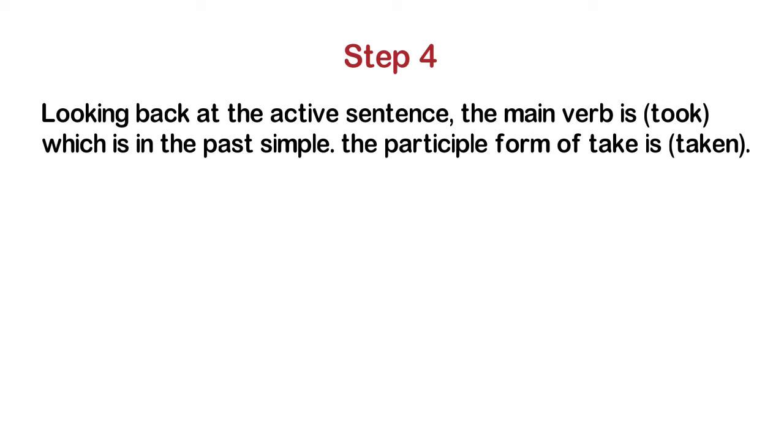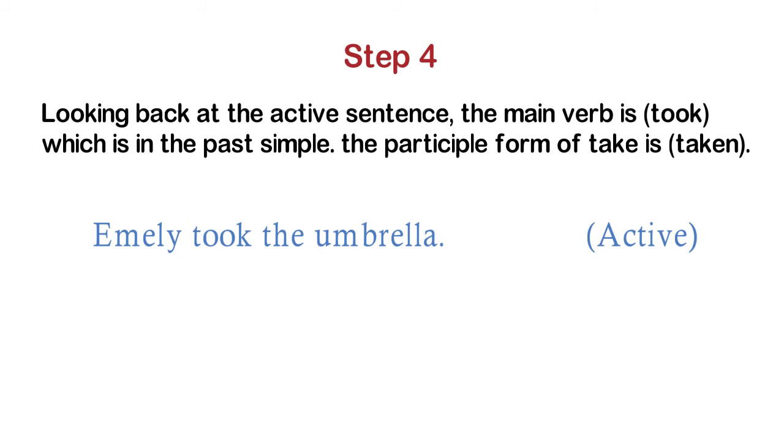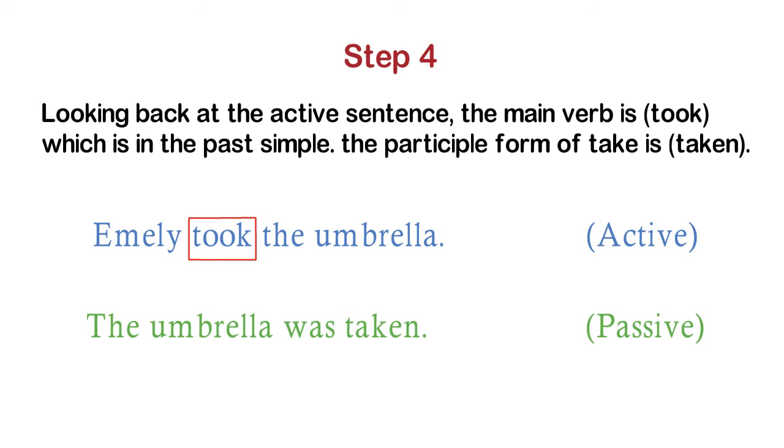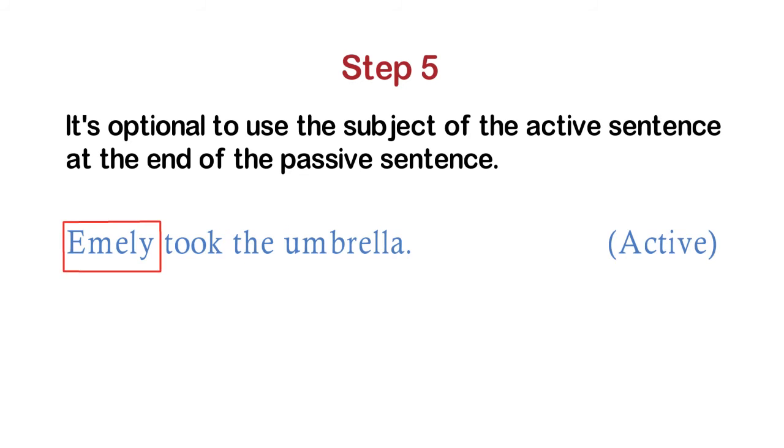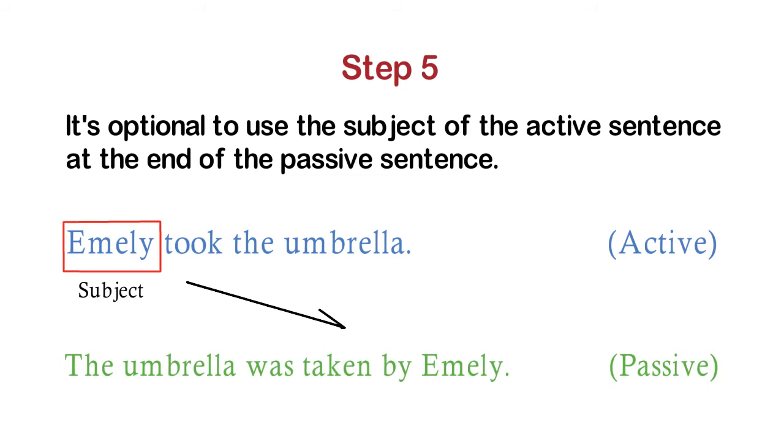Step 4. Looking back at the active sentence, the main verb is took, which is in the past simple. The participle form of take is taken. The umbrella was taken. Step 5. It's optional to use the subject of the active sentence at the end of the passive sentence. The umbrella was taken by Emily.